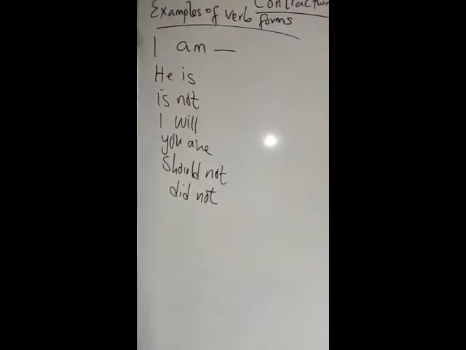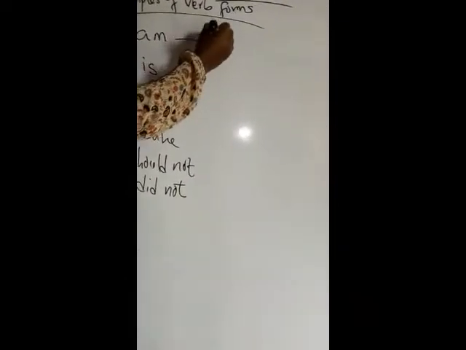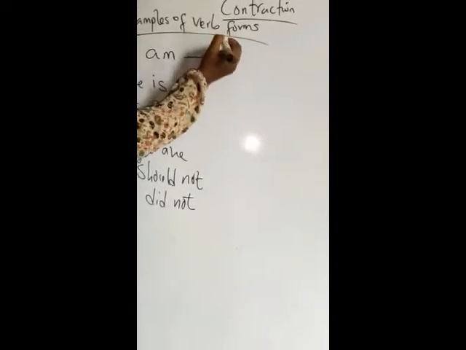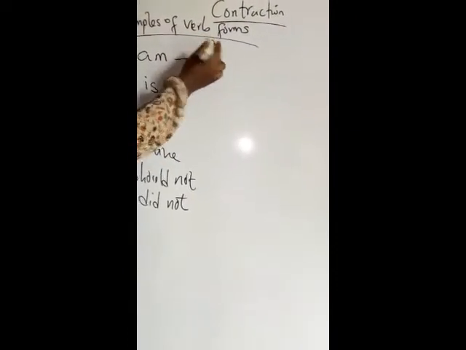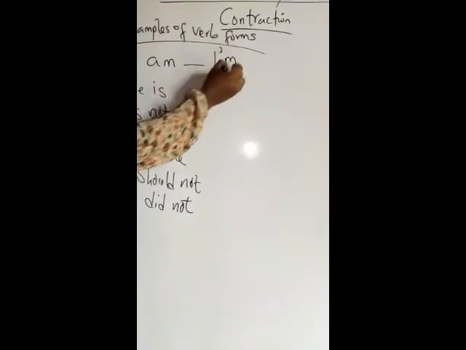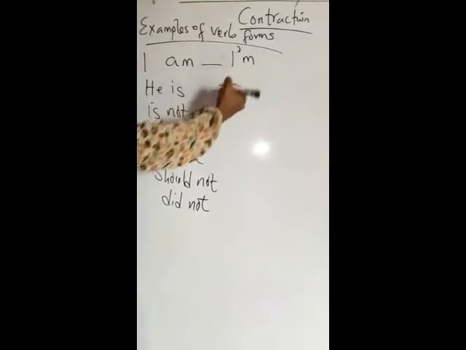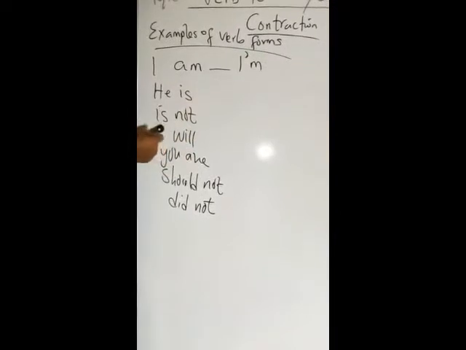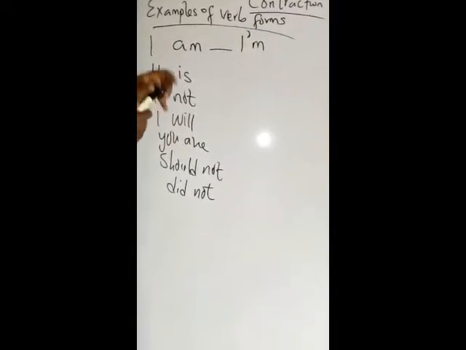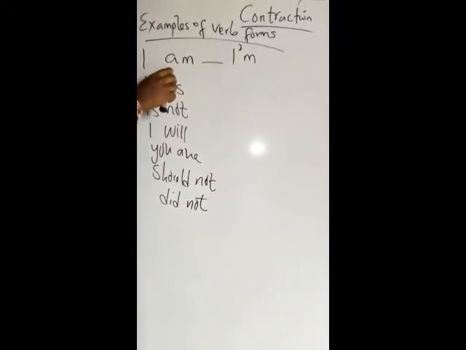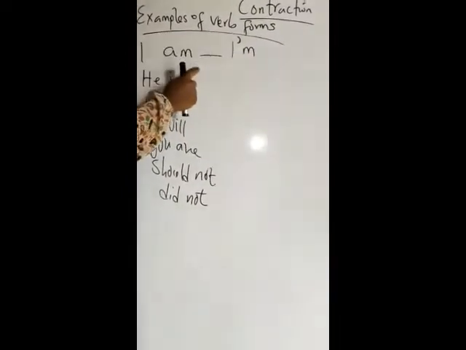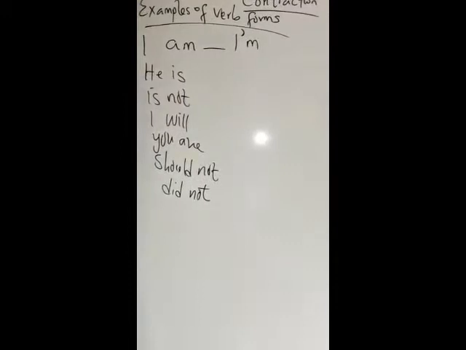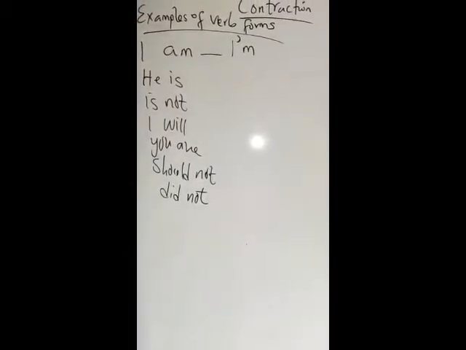Now when I talk about contractions, see these few examples. I am will be shortened to I'm. You see this small thing that I put up here, it's called an apostrophe. It's not a comma. A comma is written down. From I am, see, I took away the a. I'm now left with I and m. But then I can say I am a girl, which is correct.